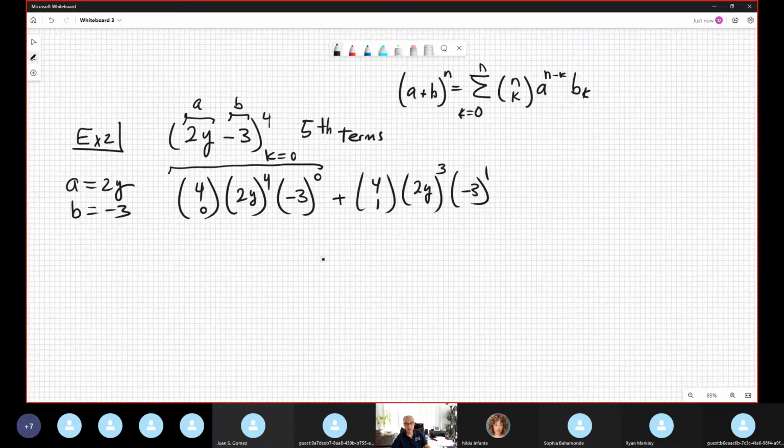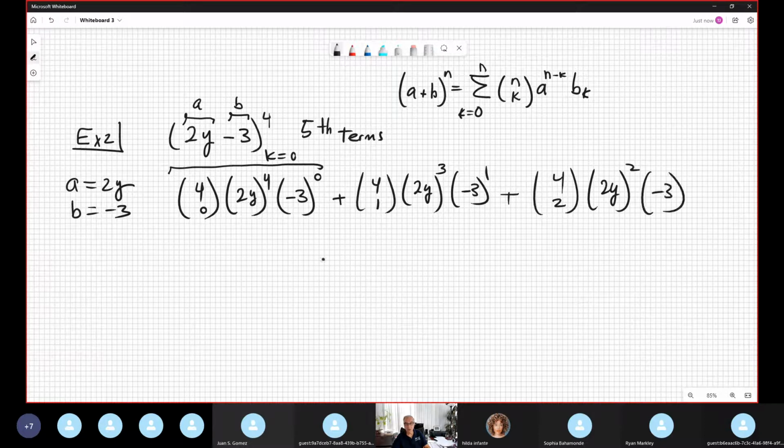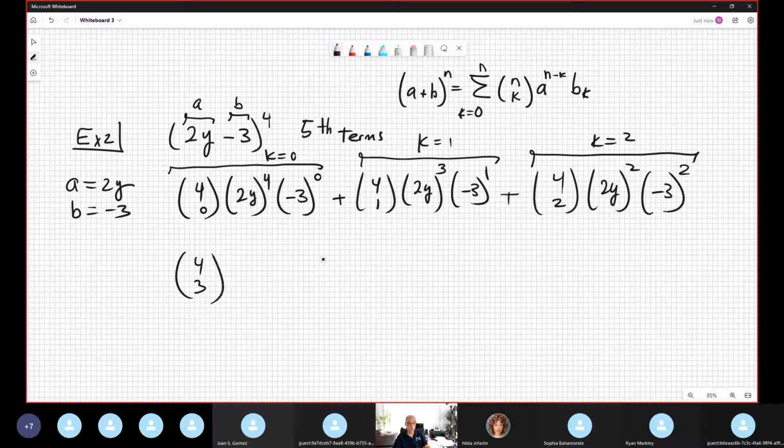What is the next guy? Well, the next guy is combinatory number 2, times 2y raised to the second power, decreasing, and negative 3 raised to the second power. That was k equal 1. That was k equal 2. And remember, we have 5 terms. Okay, so it's 1, 2, 3, 4, and 5. Two more. So now the second is combinatory number 3.